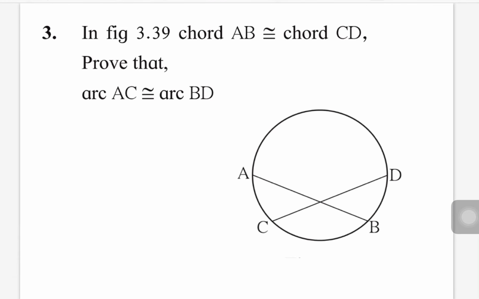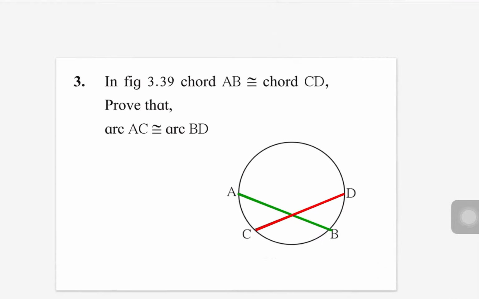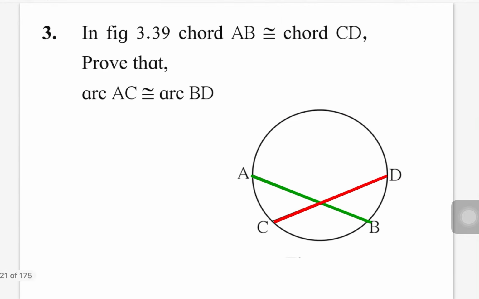One more sum we solve here. Here they said chord AB is congruent to chord CD. So in this diagram, chord AB is congruent to chord CD. So these two chords are congruent. Now if these two chords are congruent, then the corresponding arcs are also congruent. And your question is prove that arc AC is congruent to arc BD. You want arc AC is congruent to arc BD.